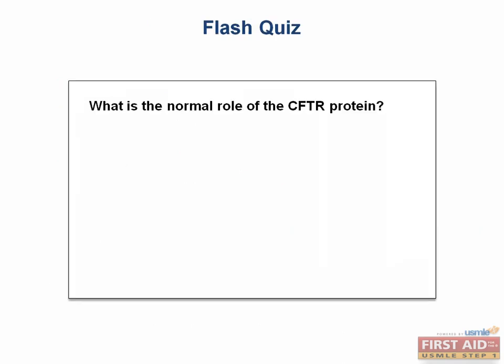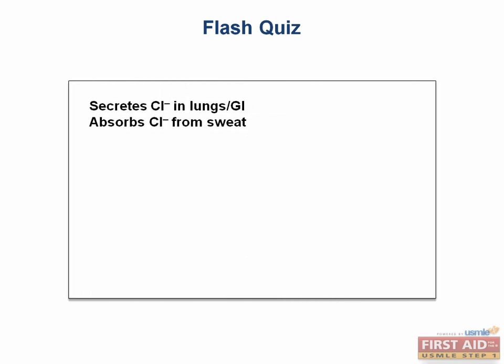Alright, time for another flash quiz. So what is the normal function of the CFTR protein? So this secretes chloride in the lungs and GI tract and reabsorbs chloride from the sweat, which is why when this gene is mutated in cystic fibrosis, you can't secrete chloride in the lungs and GI system, which results in thick mucus that causes chronic lung infections and pancreatic insufficiency, and you can't reabsorb chloride from sweat, so sweat will be extra salty.